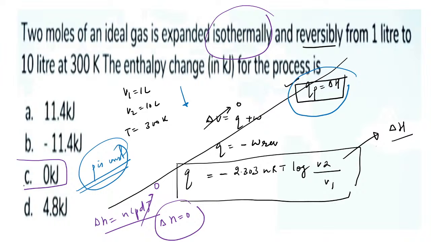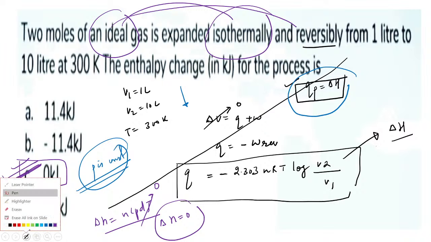Is it clear to all of you? Any doubts? So always for ideal systems under isothermal reversible conditions, delta H is 0. Yes, Seema, definitely it's 0. Purposefully I went this way so that you can understand your mistake. So this is not correct. Option C is the correct one.